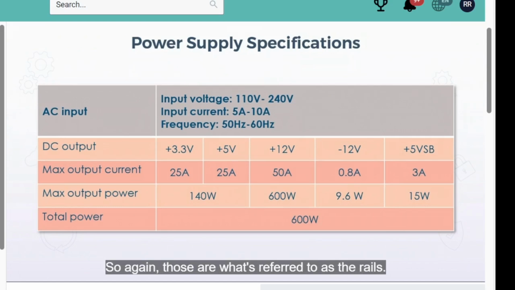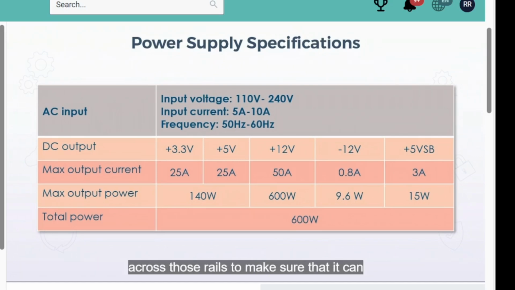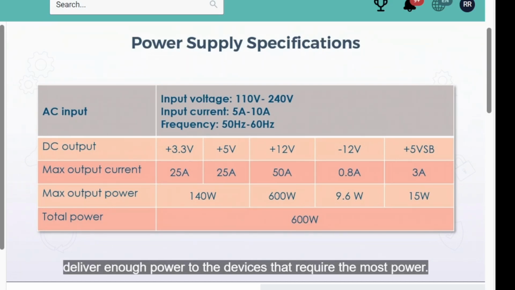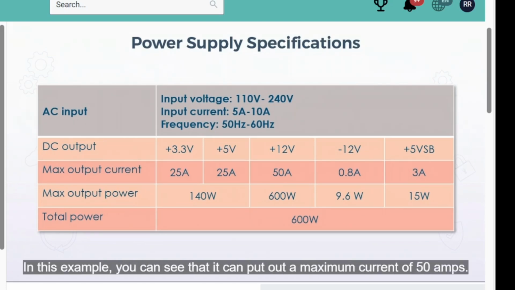So again, those are what's referred to as the rails, but then you'll want to look at the maximum output current and maximum power across those rails to make sure that it can deliver enough power to the devices that require the most power. Now, on that note, the 12 volt rail would be the one that would supply the most power. In this example, you can see that it can put out a maximum current of 50 amps.